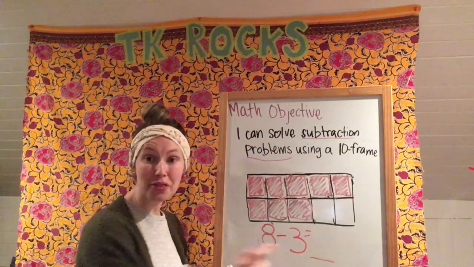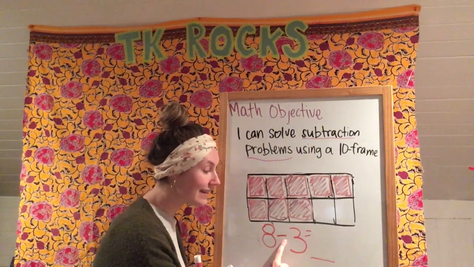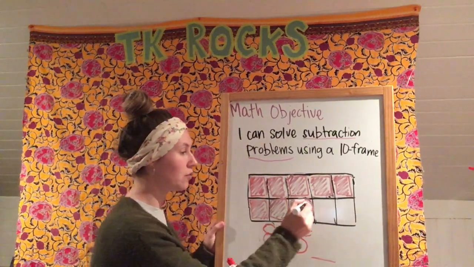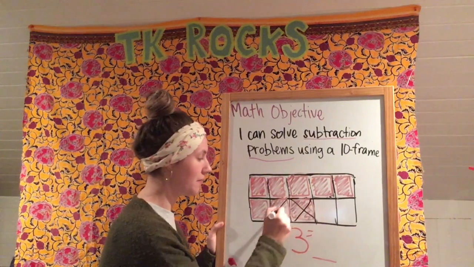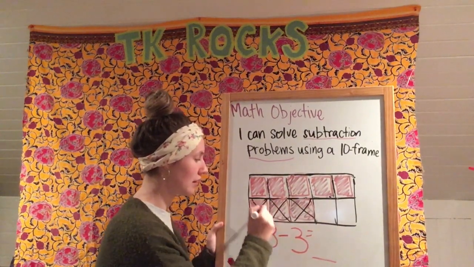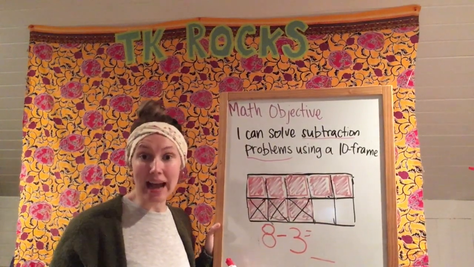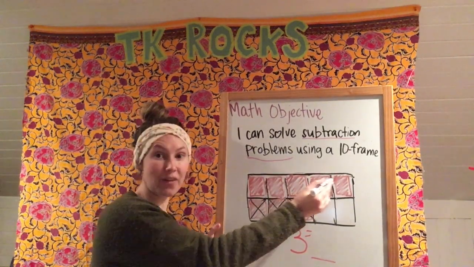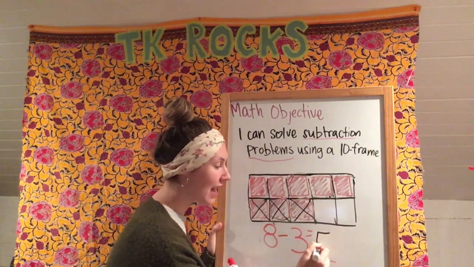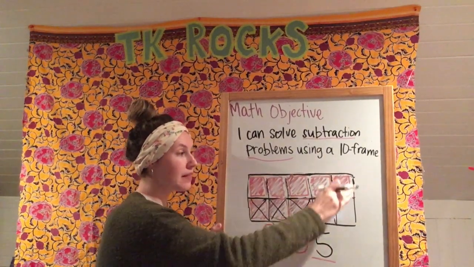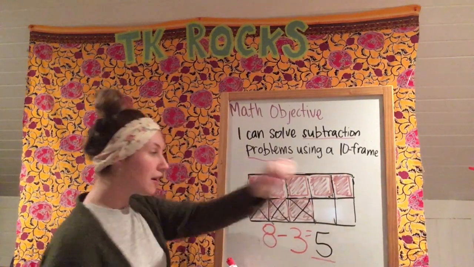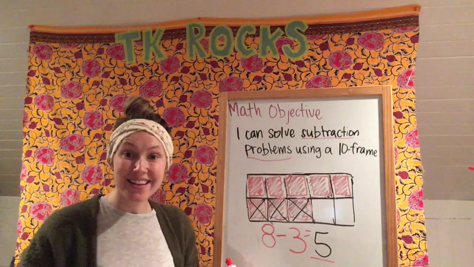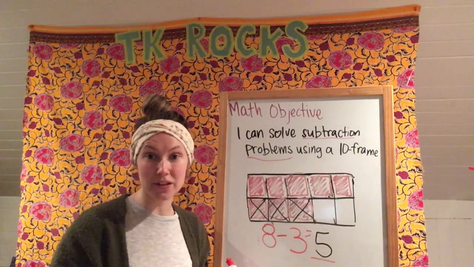I need to cross out 3 because I can see that that's how many Linus is taking away. He's taking away 3. So I'm going to cross out my bottom 3 here. Now, how many do I have left? 1, 2, 3, 4, 5. I have 5 left. I also know that there's 5 on my top row, so I could have seen that I have a full top row and known that I had 5 left. So that's another example of how we're using our 10 frame.